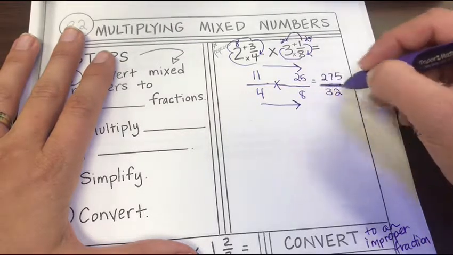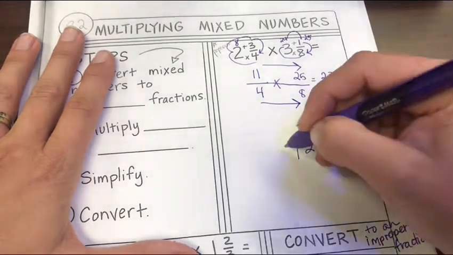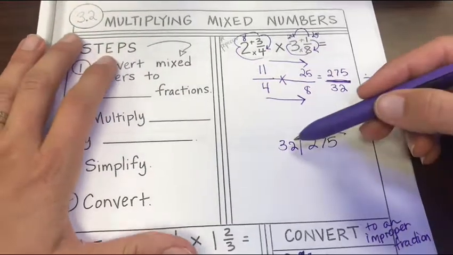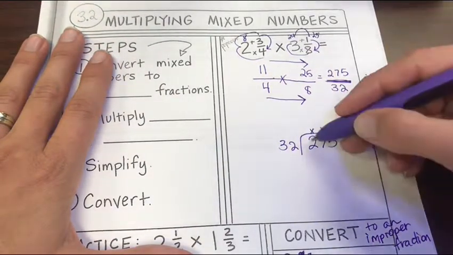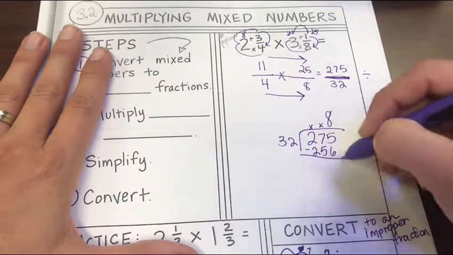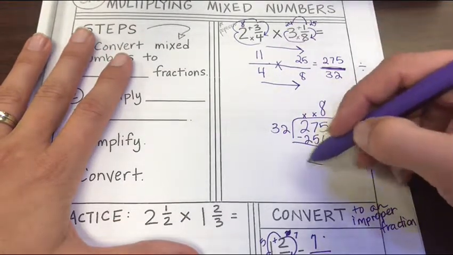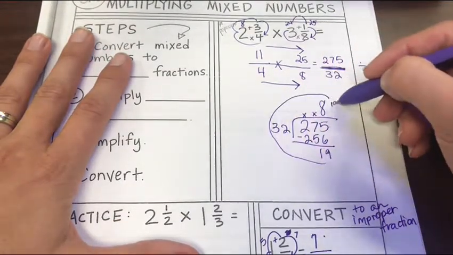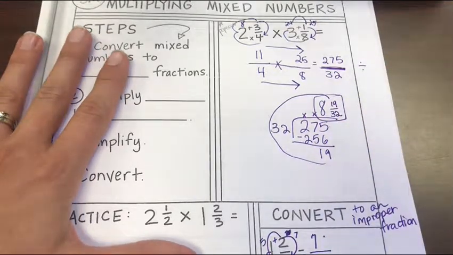So this line is going to mean to divide. We're going to turn it back into a mixed number, and we're going to simplify it. 32 goes into 2, none. 27, none. 275, 8 times. And when we subtract, we get 19 left over. So it's going to be 8 and 19 over 32. So 8 and 19 32nds.